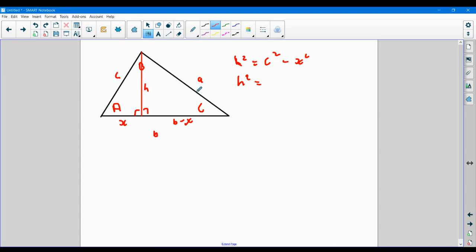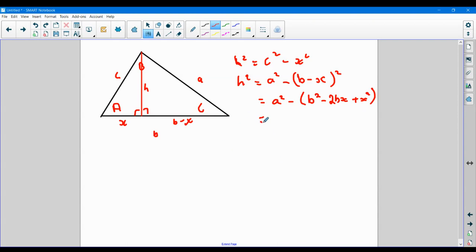So I'm going to start off with h squared. Hypotenuse is a, so it becomes a squared. Then I'm going to take away this side here, which I labeled as b minus x. So I've got to do b minus x squared. Now, a little bit of work: I'm going to expand this bracket. Remember, we did lots of expansions of quadratics. So it's b squared minus 2bx plus x squared. So that's the expansion.